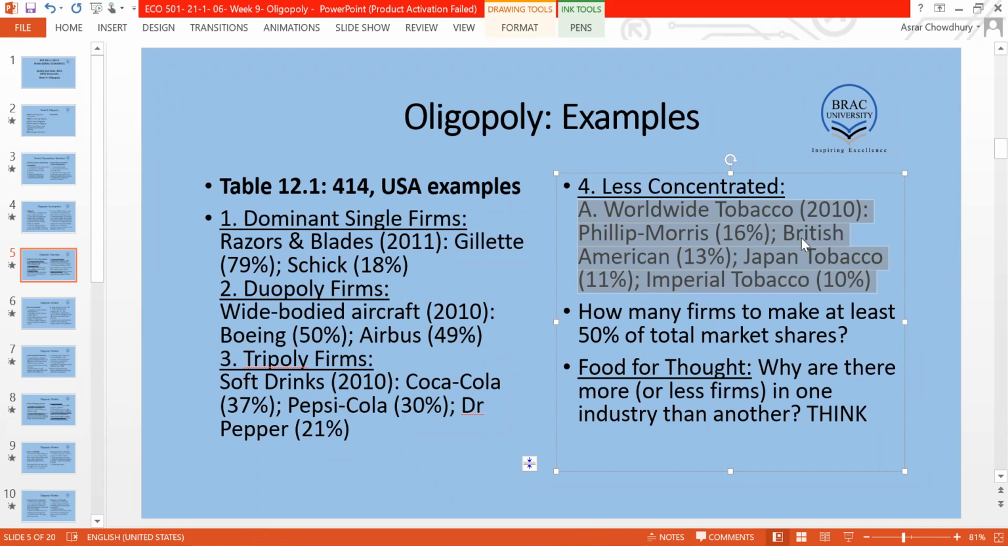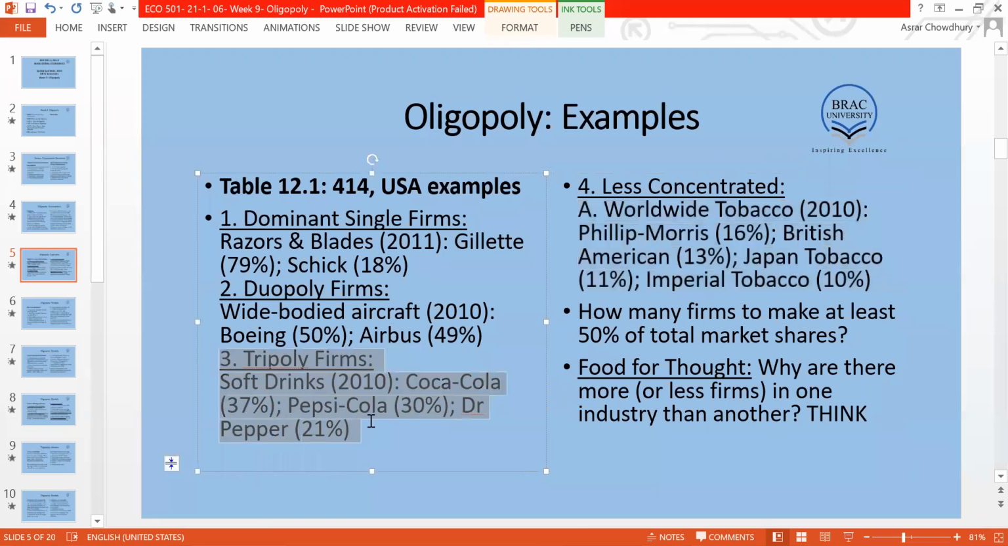We said that we are going to change this definition. Look at a tripoly market in America in 2010. Coca-Cola had 37% of the total market share. Pepsi-Cola had 30, and Dr. Pepper, producer of 7-Up. Dr. Pepper and 7-Up.